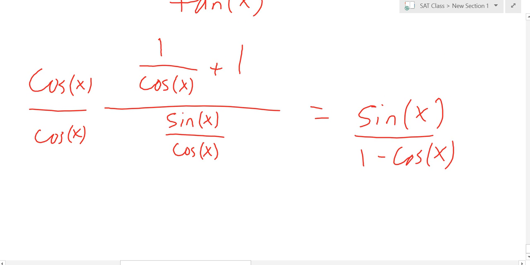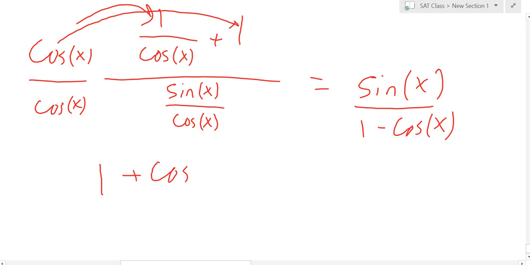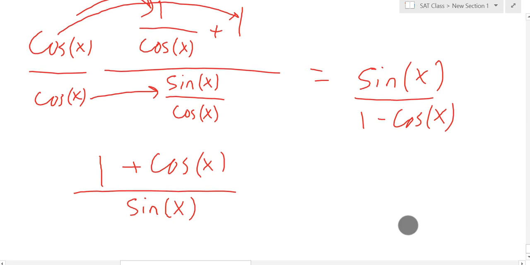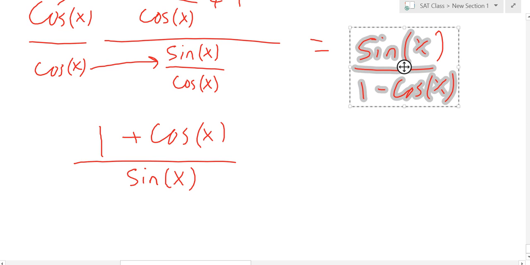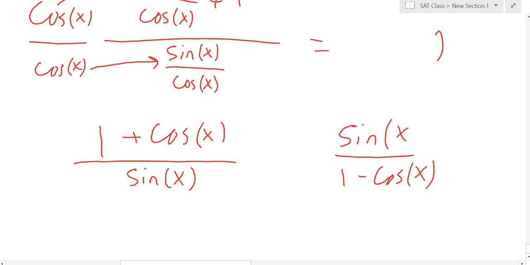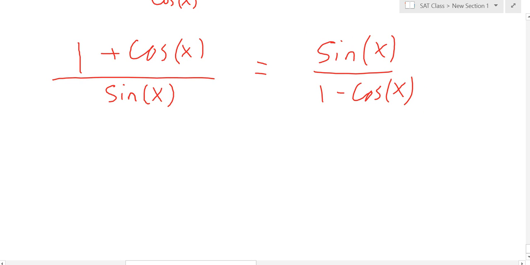The top then, when you distribute this cosine to 1 over cosine, that becomes 1. And cosine times 1 is cosine over cosine times sine over cosine is just sine. So now we've got that, which isn't great compared to what we're trying to get over here. Do you see that we want sine on top, and we have cosines there? And we want a cosine on the bottom, and we have sines there.